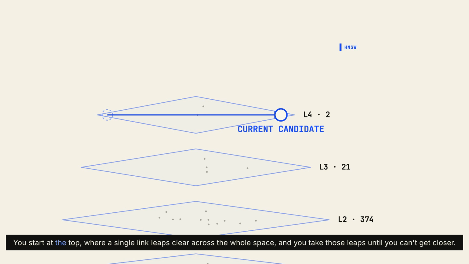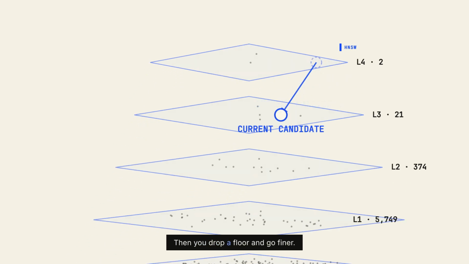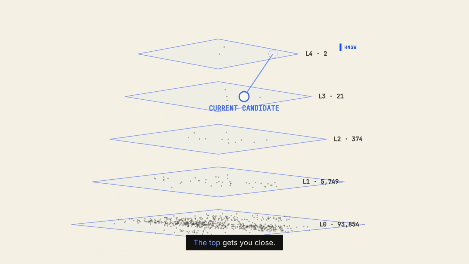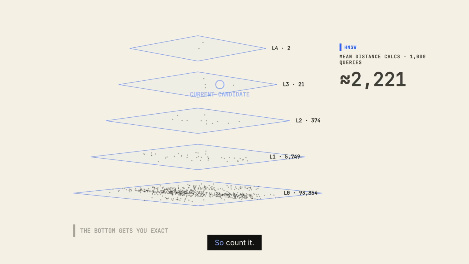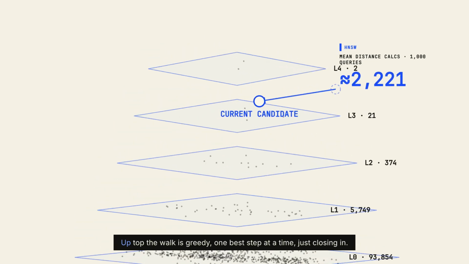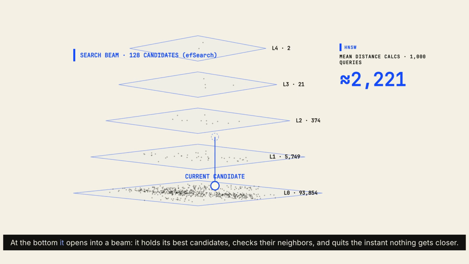You start at the top where a single link leaps clear across the whole space, and you take those leaps until you can't get closer. Then you drop a floor and go finer. The top gets you close, the bottom gets you exact. So count it. Up top, the walk is greedy. One best step at a time, just closing in. At the bottom, it opens into a beam. It holds its best candidates, checks their neighbors, and quits the instant nothing gets closer.